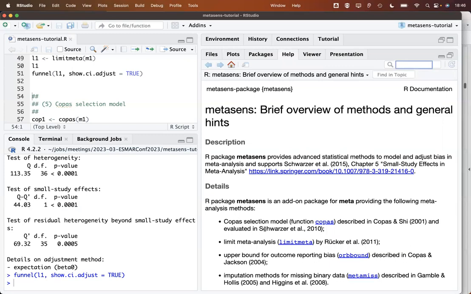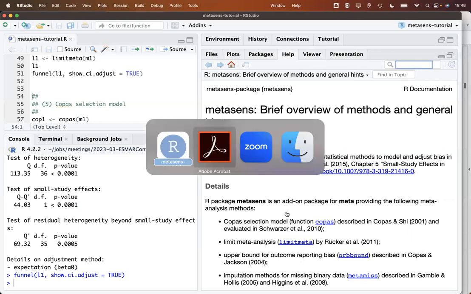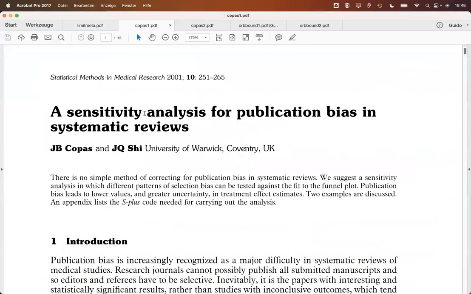That's the COPAS selection model, which is provided in the COPAS function. Actually, before metasens, there was a COPAS package which we developed some 15 years ago. The idea at that time was to have a separate package for the COPAS model, which is quite complex, as you will see in a minute, which is not part of the base meta package. So this model goes back to Copas and Shi.